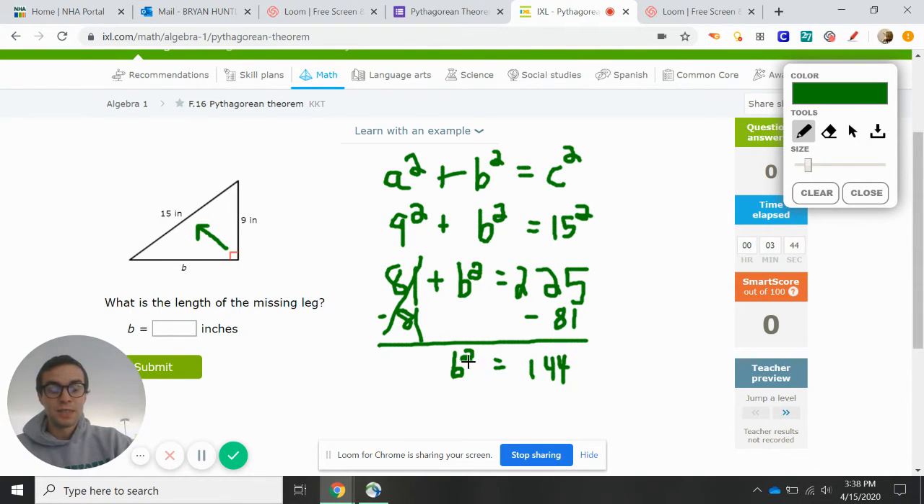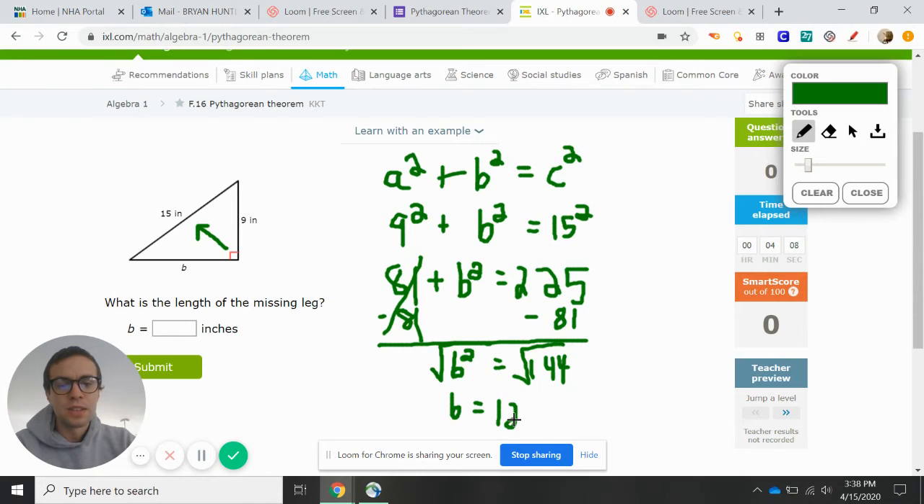So at this point, we do not have B by itself. It would not make sense for us to put 144 in for B, because that would be much larger than 15. This is our largest length here. So we'd have to get rid of this squared. To get rid of this squared, the opposite of that is square rooting. So we square root both sides, and you get B equals the square root of 144. What number multiplied by itself gets you 144? And that number is 12.